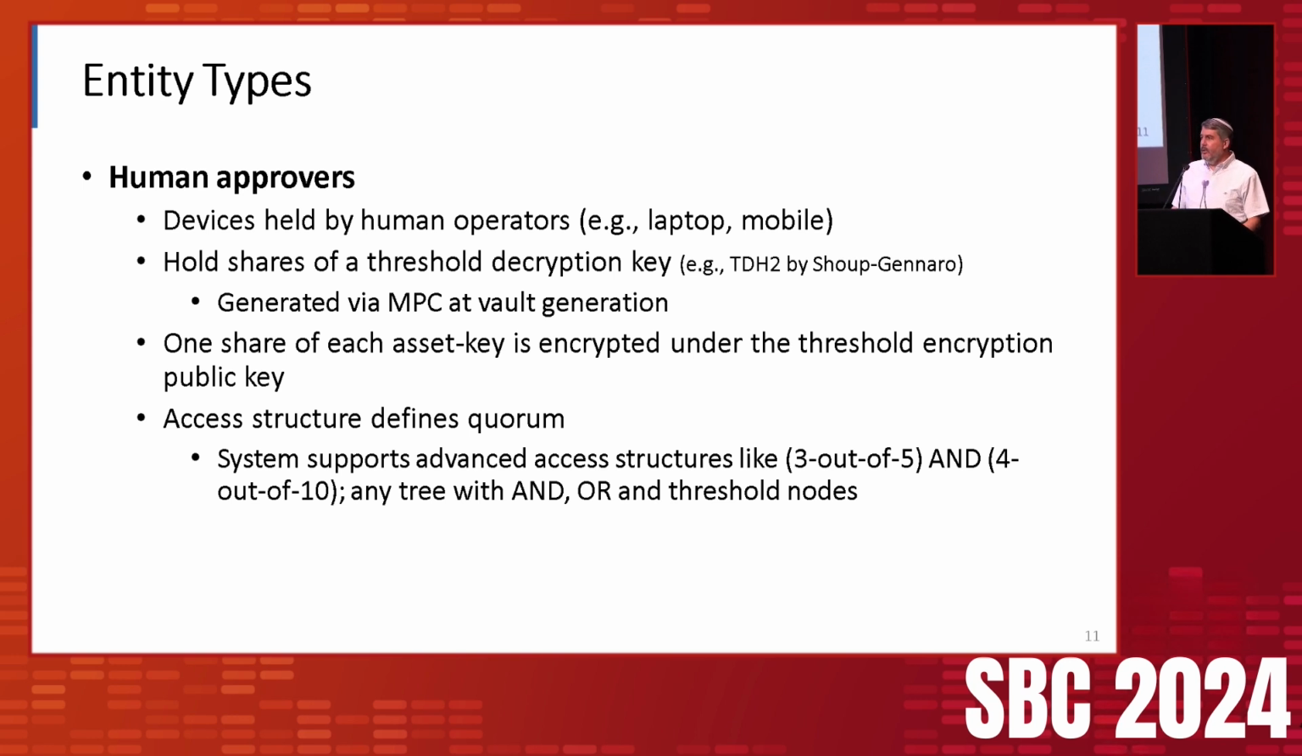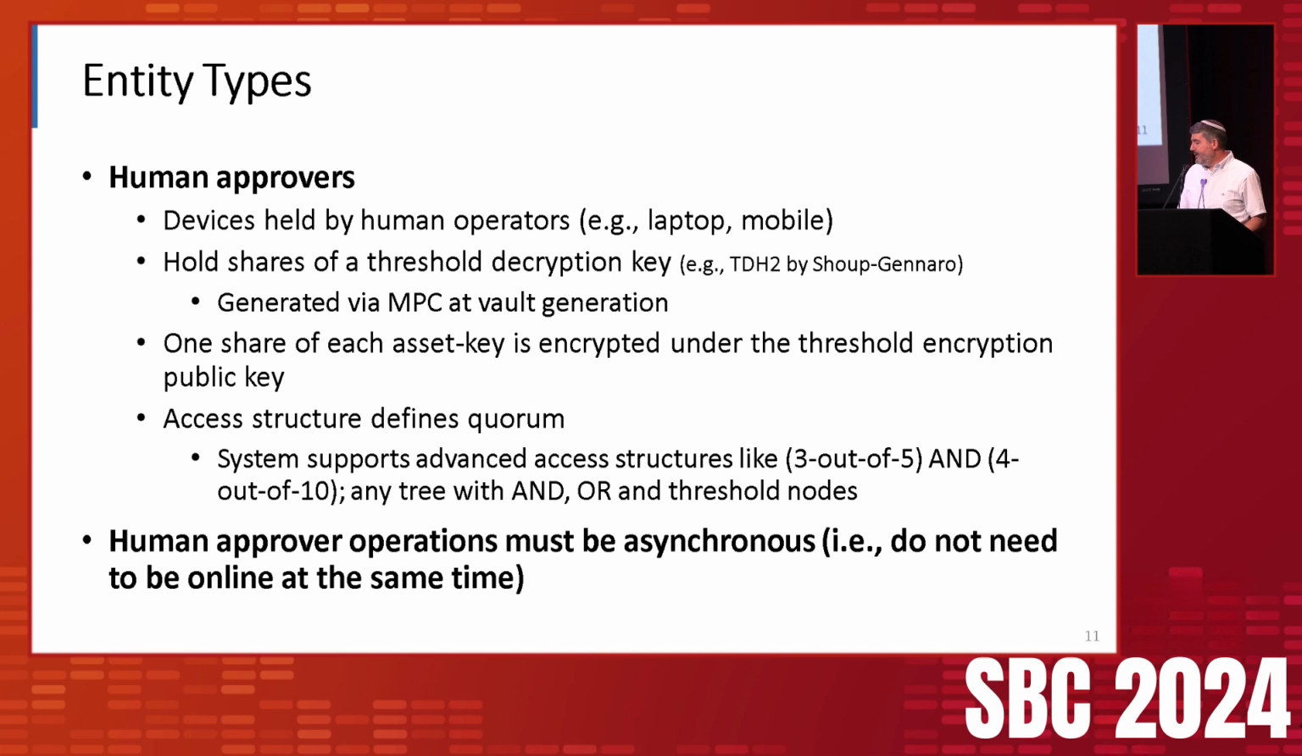And the human approvers can be arranged in any access structure that you would like. We can define a quorum, and our system supports quite advanced access structures, so you can think of actually defining a tree. And within that tree, you can have AND nodes, OR nodes, and threshold nodes, and you can do anything you want. So you can say 3 out of 5 and 2 out of 4, and of course, you can do much, much more complex access structures as well.